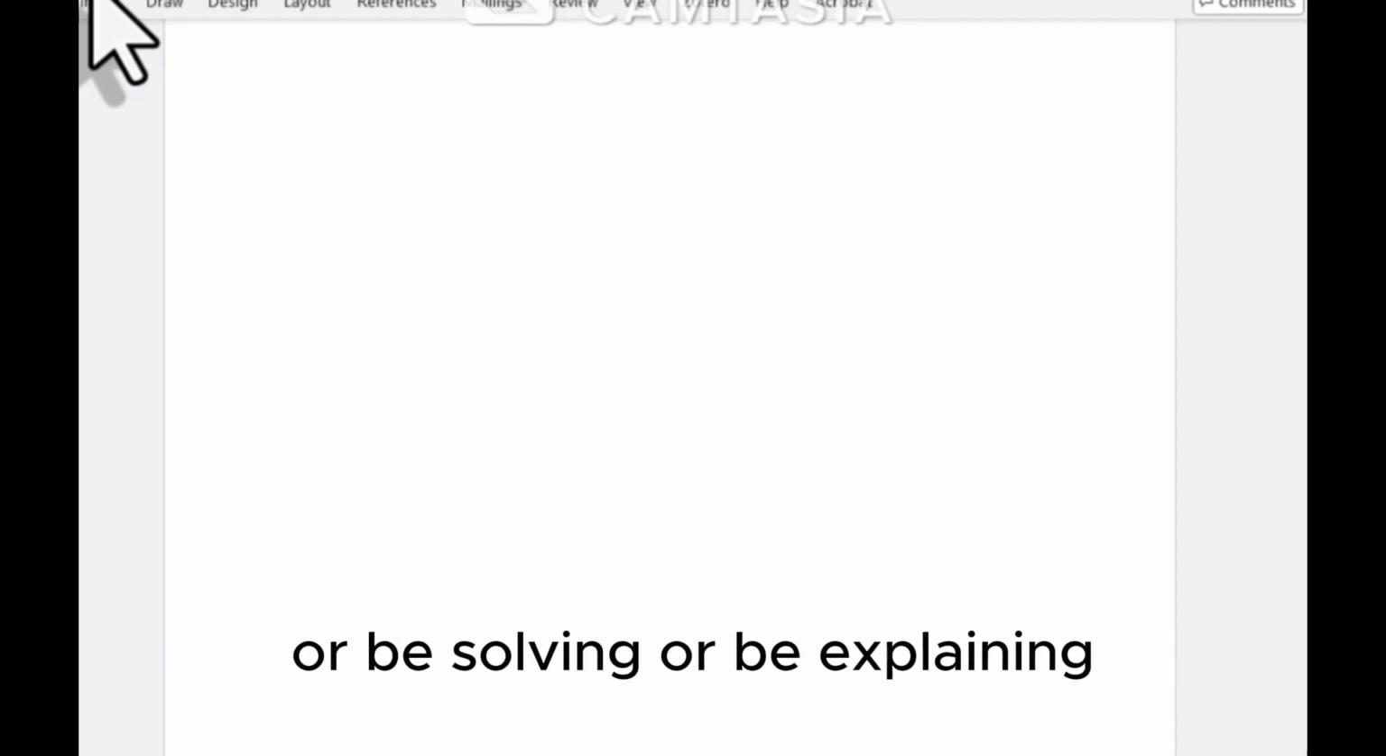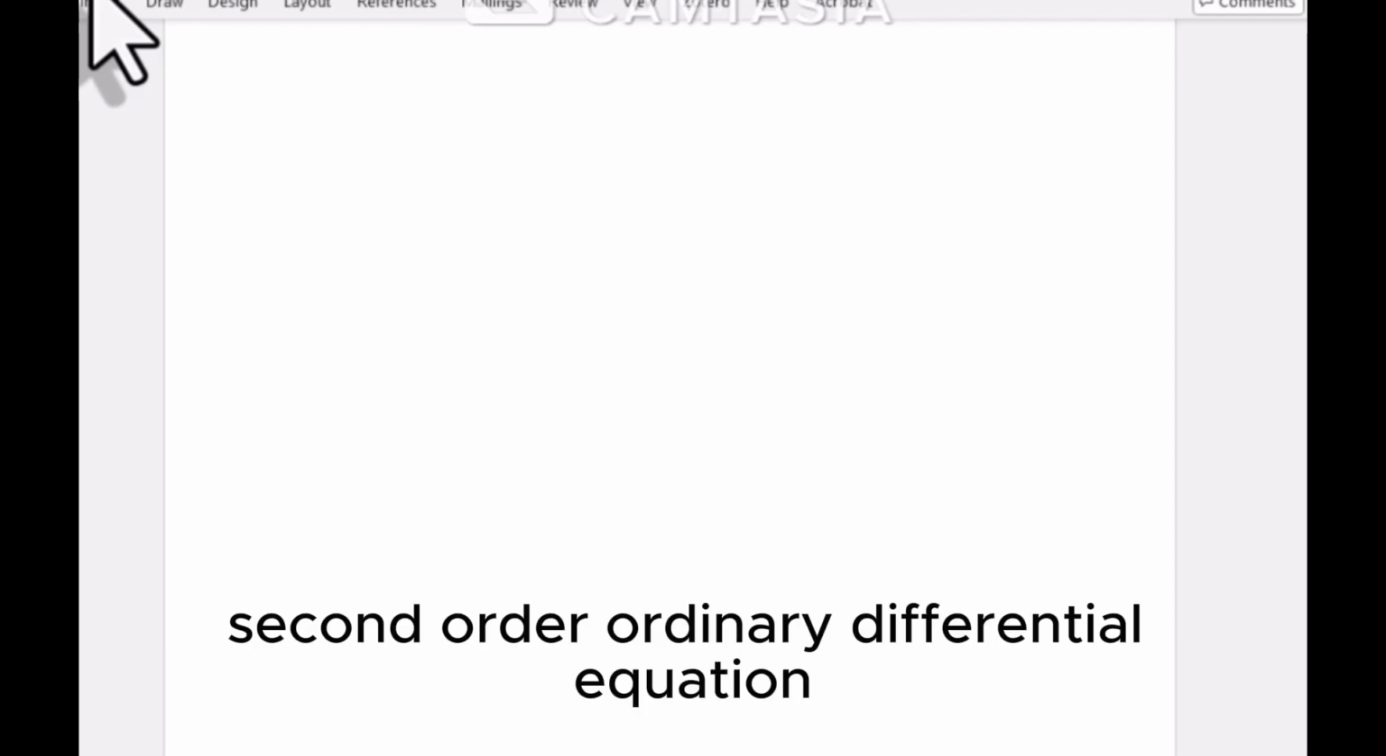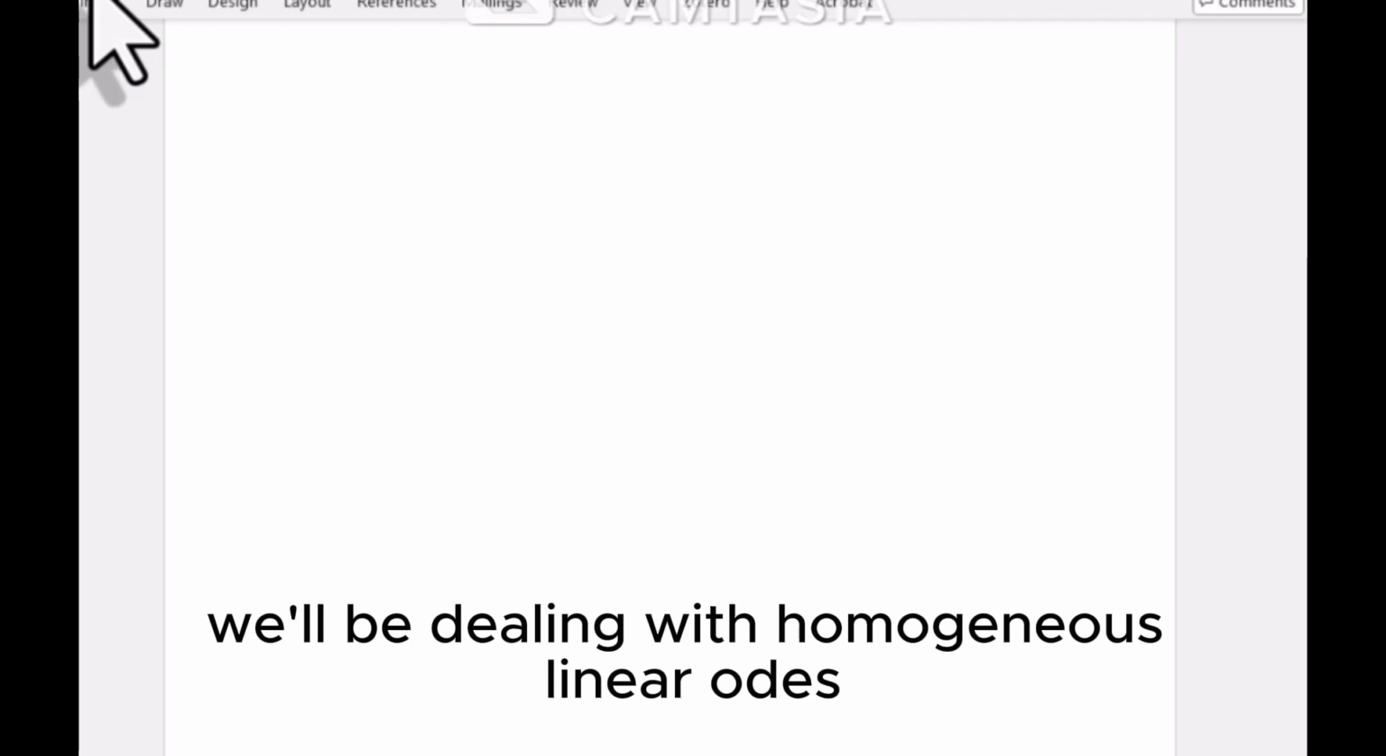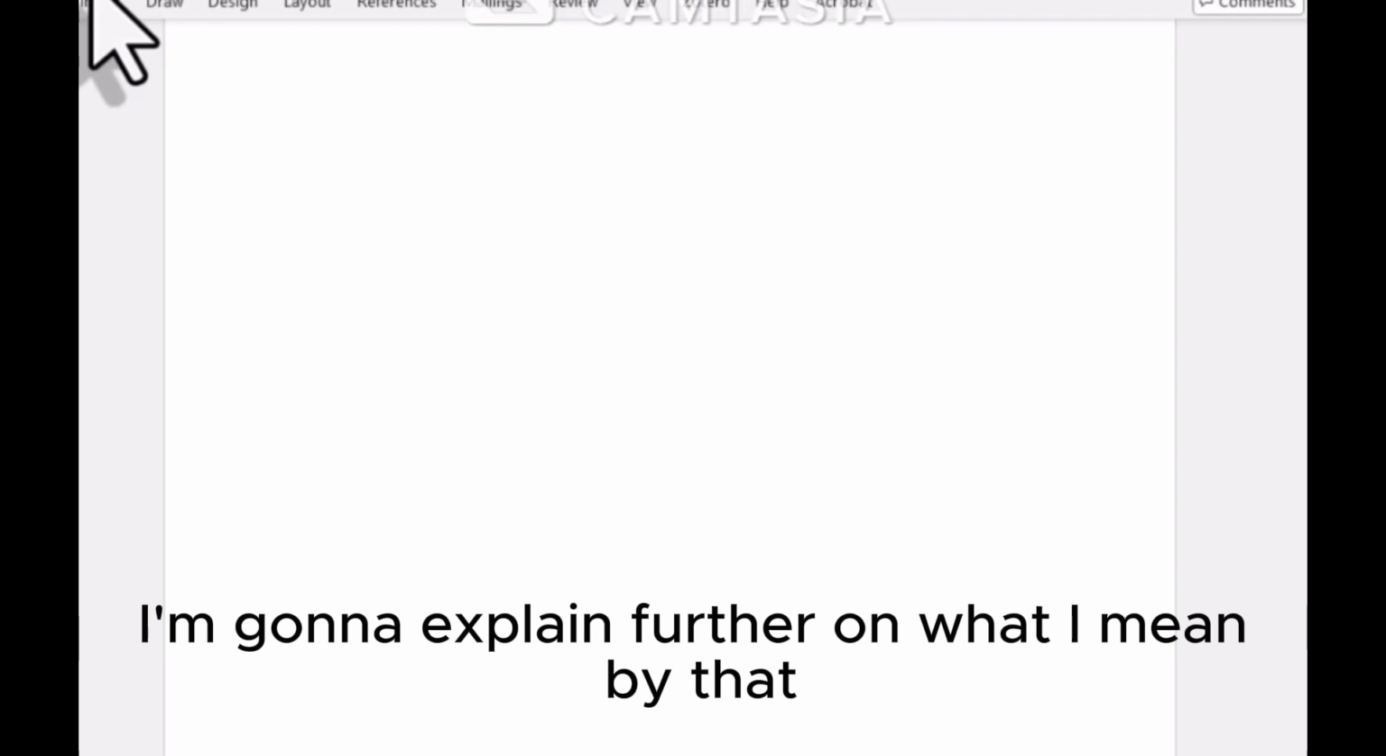This time we'll be solving and explaining second order ordinary differential equations. And this time around, we'll be dealing with homogeneous linear ODEs with constant coefficients. I'm going to explain further on what I mean by that.